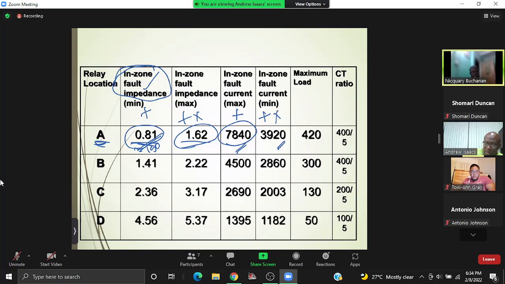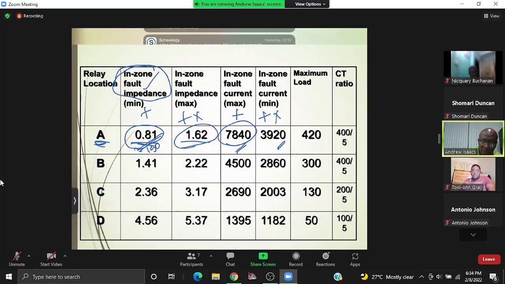Yes, sir. So in terms of the minimum fault, and by the way, before I go there, let's just finish the table. You can do the calculations on your time. All right? Any questions regarding those?